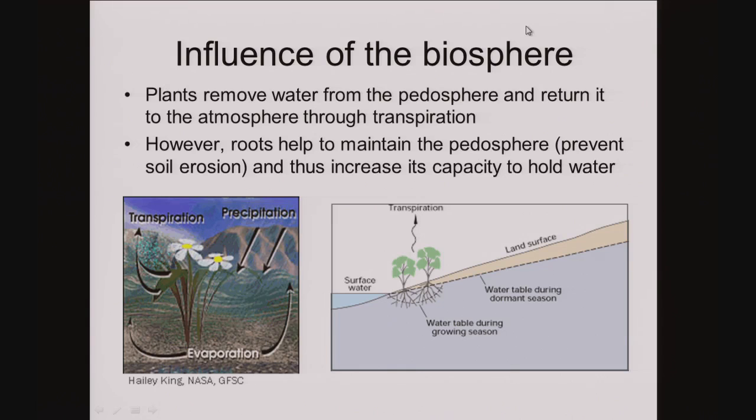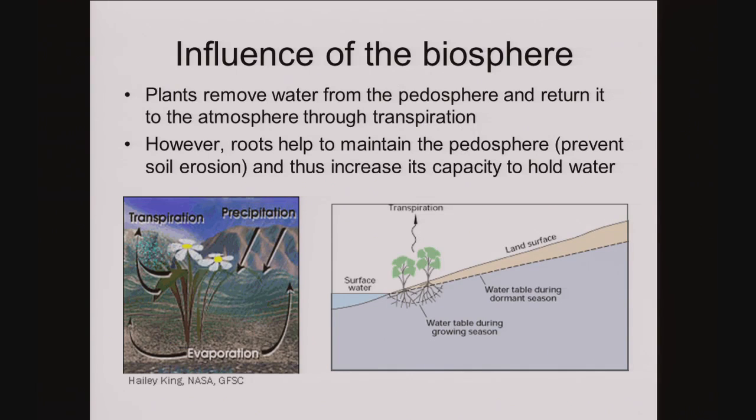There's also some interesting self-regulating systems that we can talk about. So here's one. Plants remove water from the upper layers in the soil, and they return it to the atmosphere through transpiration. But also, the roots of the plants help to maintain this soil. They maintain its integrity. They prevent soil erosion, and therefore they can increase its capacity to hold water.